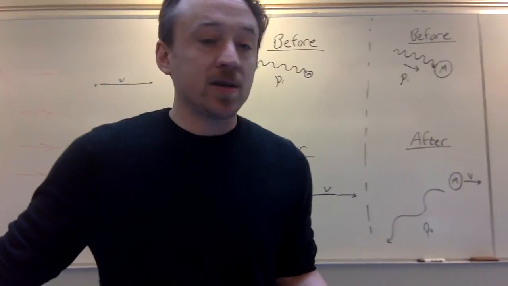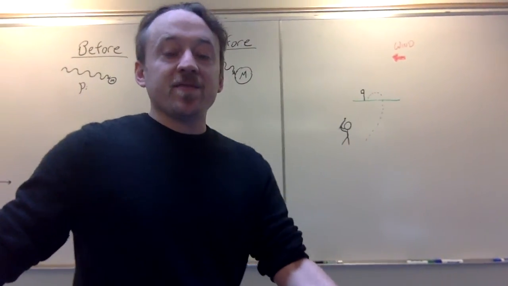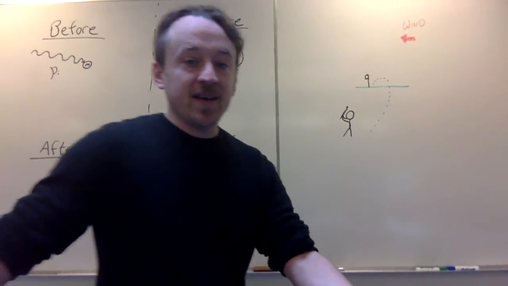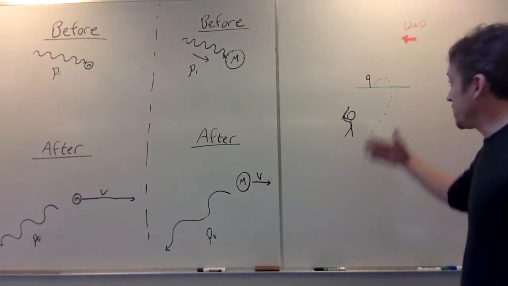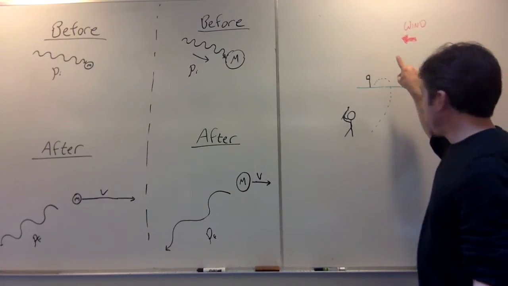So I have drawn a little schematic over here of a golfer. So here I have a golfer, and he's accounting for the wind. So this would be like the solar radiation that's pushing on the object I send into space.